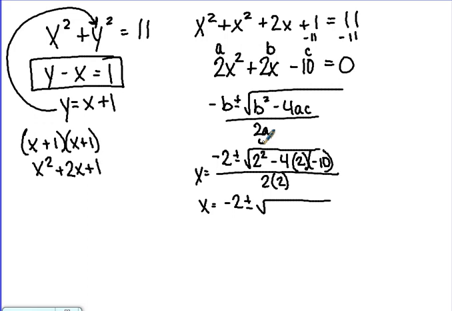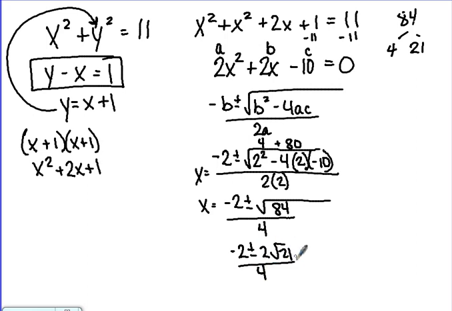All right, 2 squared is 4. 4 times 2 times 10 would give me 80. All right, 4 plus 80 is 84, and it's going to be all over 4. All right, 84 can simplify. Let's break it down over here. 4 goes into 84 21 times. 21 can't be broken down. So this is going to be negative 2 plus or minus 2 root 21 over 4, which would actually reduce to negative 1 plus or minus square root of 21 over 2.